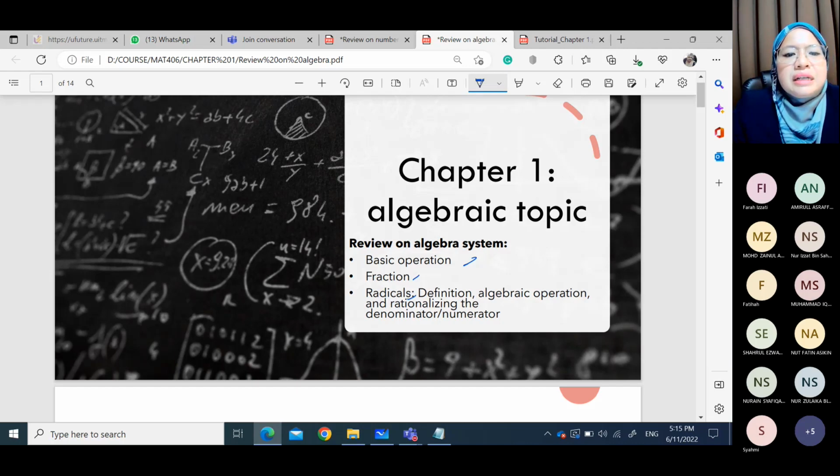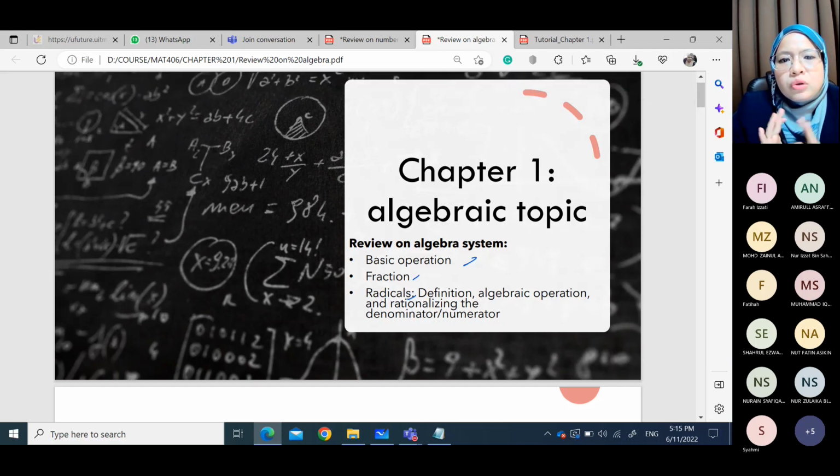So radicals ni dia adalah punca kuasa. Tapi untuk topik ni kita fokus kepada punca kuasa 2. Kita panggil radicals ataupun set. Okay, square root of 2, square root of 3 for example, punca kuasa.